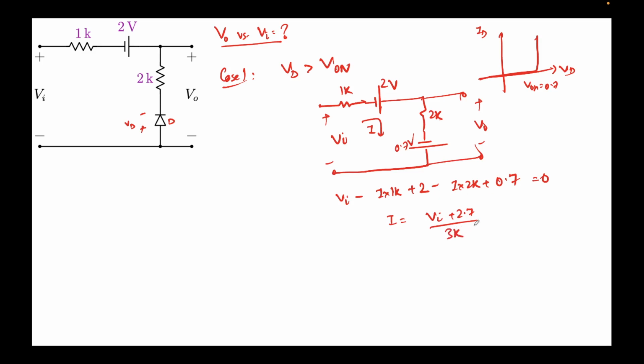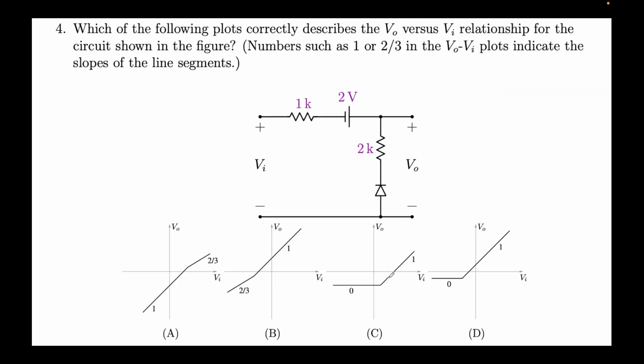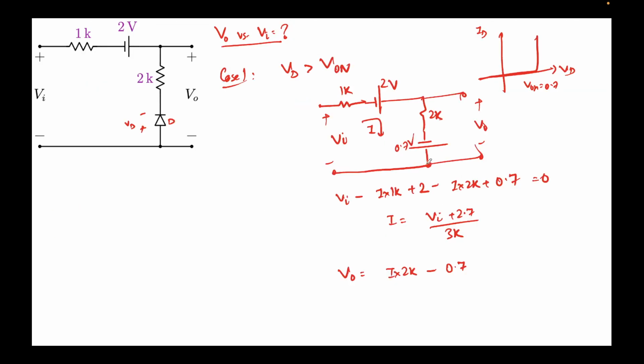And if I again try to evaluate V naught, this V naught will be nothing but I times 2K, that is the voltage drop over here, minus 0.7. Because this is 0, right? So this will come out to be minus 0.7 if I assume this to be 0.